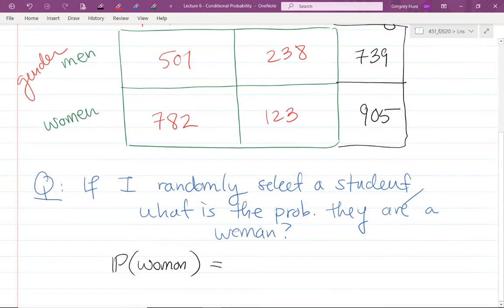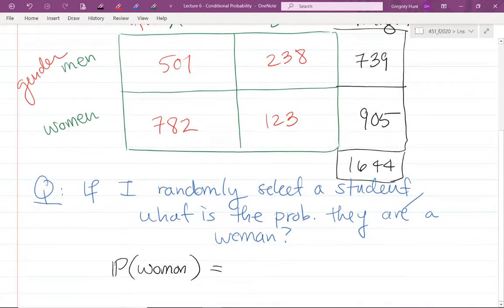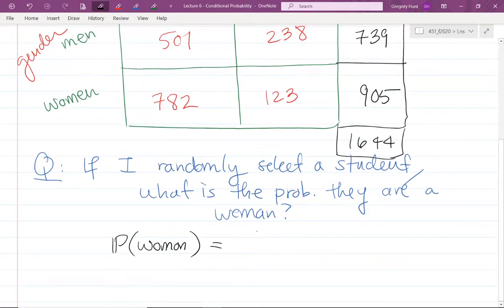And so we see that in total, we can fill in a box here, we have 1644 students in the survey. And of them, 905 are women. So a reasonable way to approximate the probability that a randomly selected student is a woman would be to take 905 and divide by 1644, and we get about 55%. Seems like a reasonable approximation.